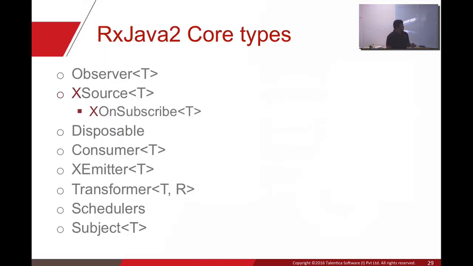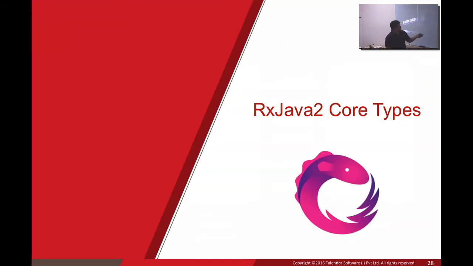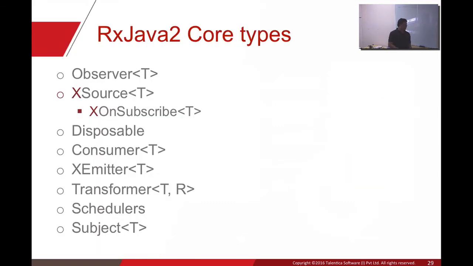So we'll see. In RxJava2, there are some core types. These are generic terms like source and subscriber and scheduler. So we'll see RxJava specific types. These are some of the RxJava specific types. There is observer, which observes the data. For creating source, there is disposable, consumer. These are some of the main types. This is not all. Once you start dealing with RxJava, there are more types that you can use. So we'll see what each of these are.